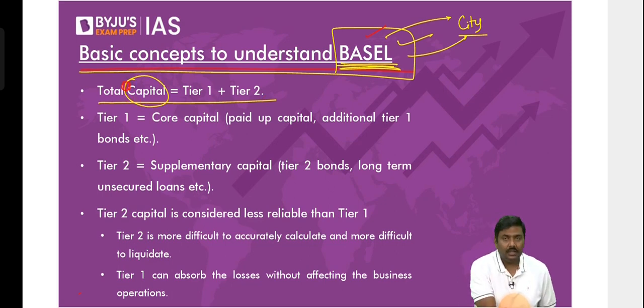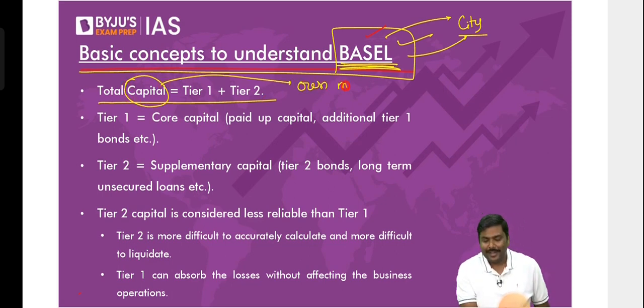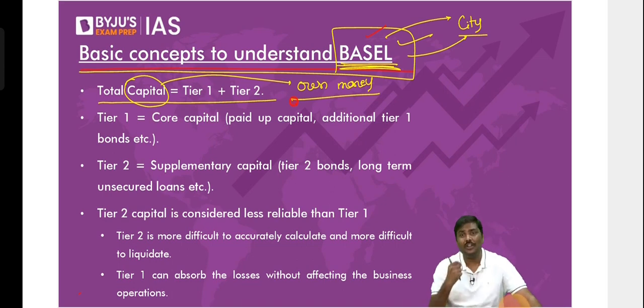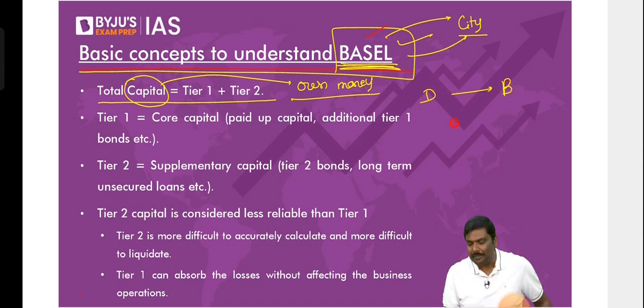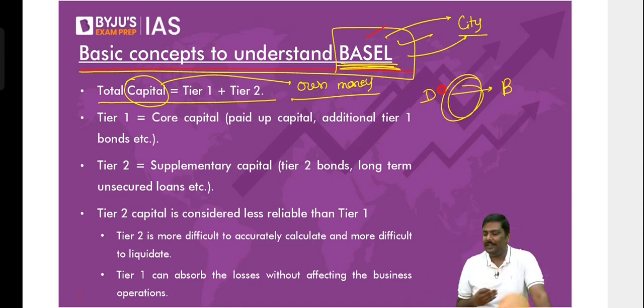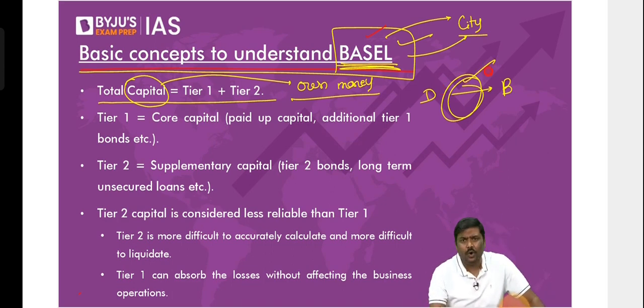What do you mean by capital here? The term capital means the bank's own money. Understand the difference here. The bank has collected deposits from you. Tell me, is it the bank's own money? No, it is your money.